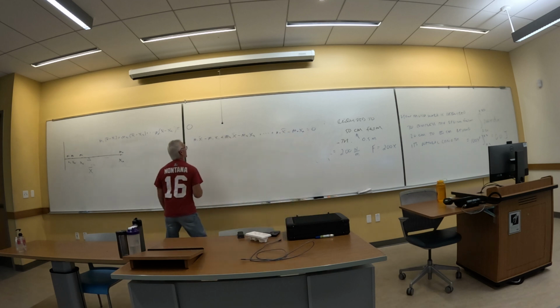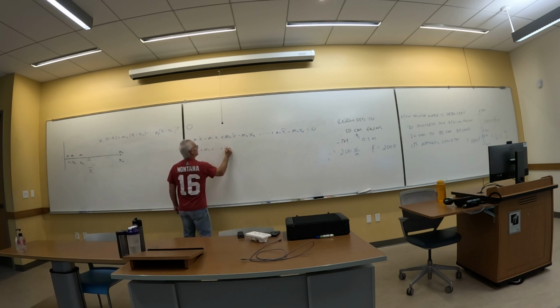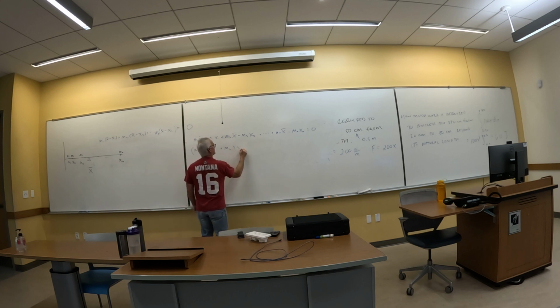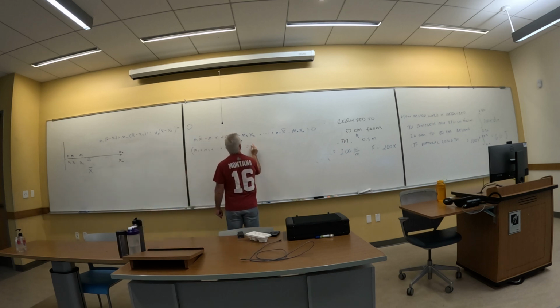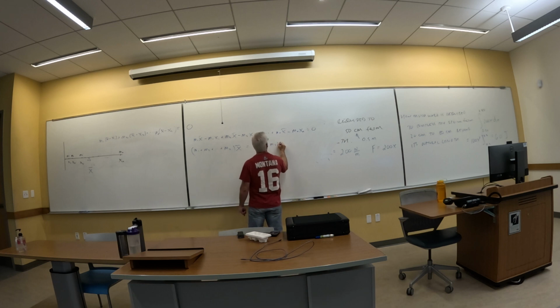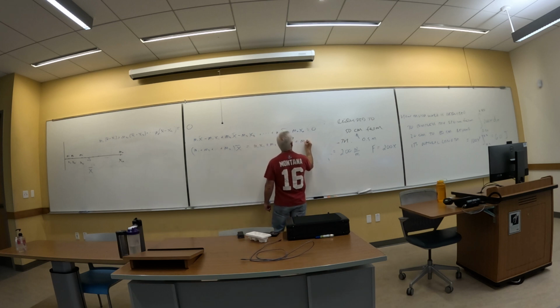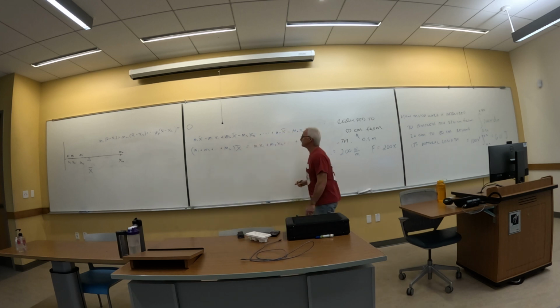Okay, now let's gather things. First of all, let's get all the x bar terms together. And I'd have m1 plus m2 plus through mn, all times x bar. And let's take all the minuses and throw them on the other side. Then that would equal m1 x1 plus m2 x2 all the way down to mn xn. You with me on that? Okay.